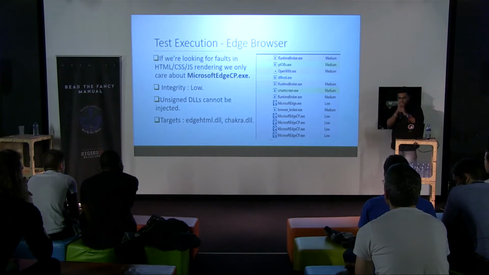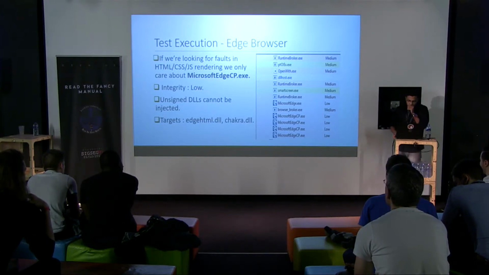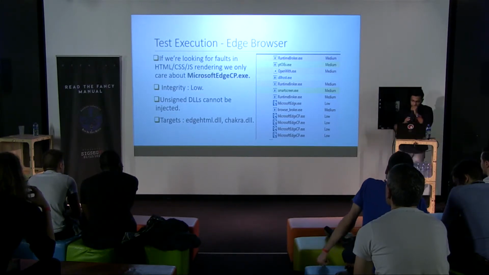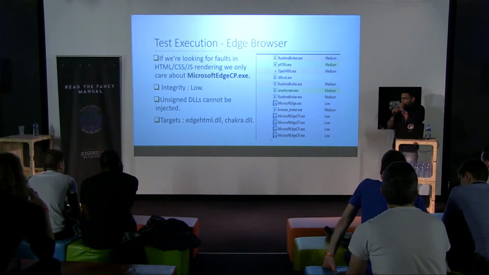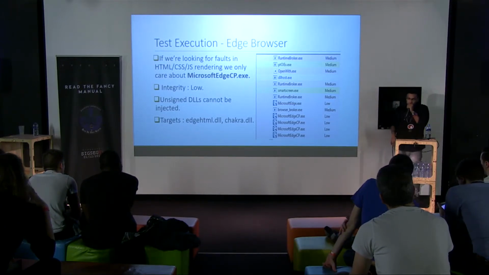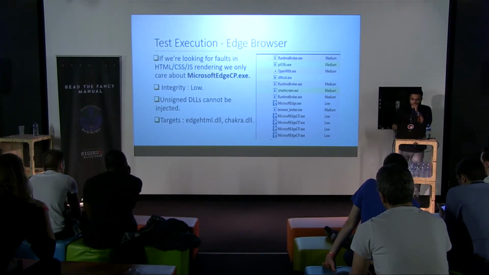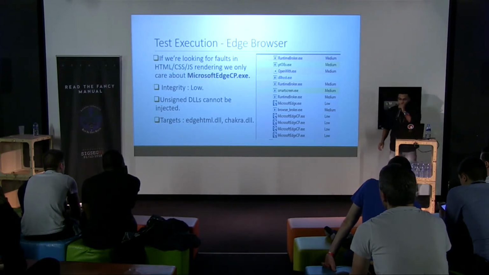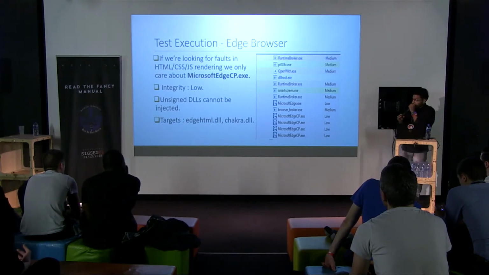So we now finally have the test case for our fuzzing. Now, how do we execute those test cases? The first target we are going to be talking about is the Edge browser. If you launch Edge browser in Windows 10, it launches a lot of processes. If you are targeting the HTML, CSS, and JavaScript render engine, we are only concerned about MicrosoftEdgeCP.exe.